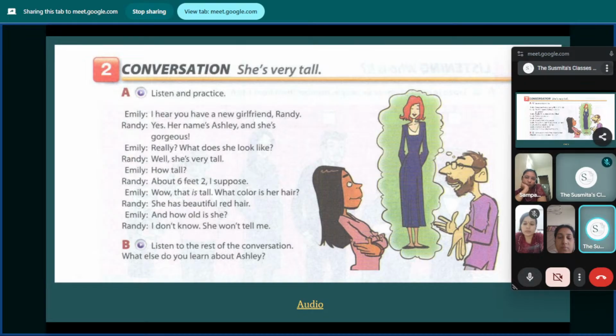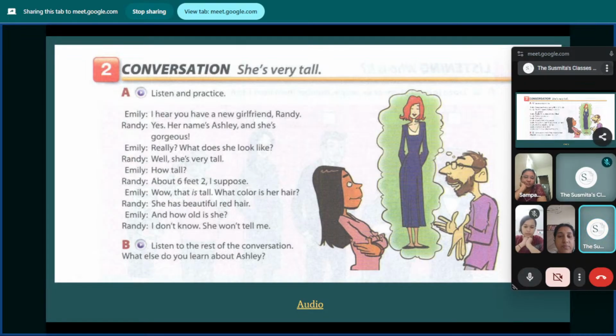So she asks what color is her hair? म्हणजे तिचे केस कोणत्या कलरचे आहेत? He says she has beautiful red hair. And how old is she? So he says, I don't know really because she won't tell me because girls don't tell their age. Right? That is the reason he doesn't know.